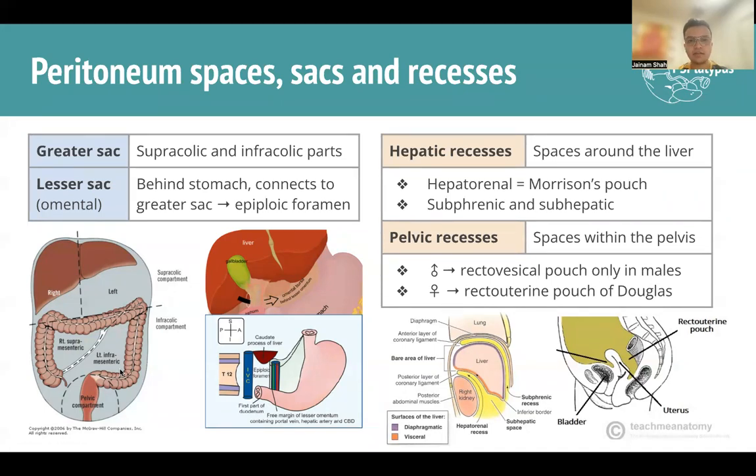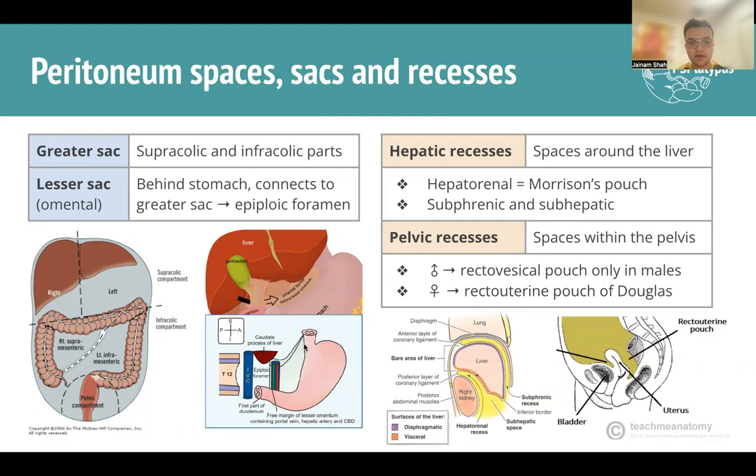The lesser sac, or the omental bursa, as it's sometimes called, is behind the stomach. And you can see it in this diagram here, where it connects to the greater sac via the epiploic foramen. So again, a really easy way to think about this is that the greater sac is sort of everything in front, it's massive, and it's not really filled with anything apart from potentially a bit of fluid, whereas the lesser sac is actually behind the greater sac, and it's a really, really small bursa right here, okay? And it's connected to the greater sac via this hole, the epiploic foramen.